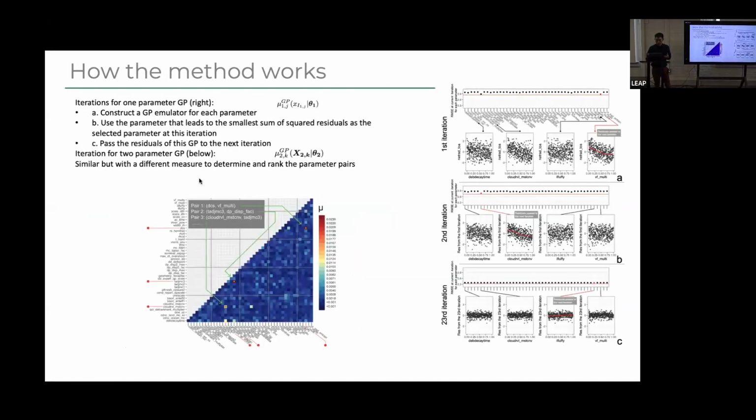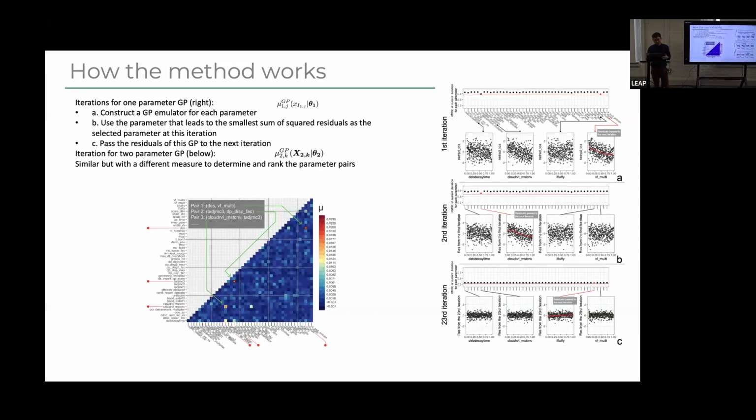This is how the method works on a practical level. It first focuses on the one parameter Gaussian processes. It builds a one parameter Gaussian process for all the parameters, as shown on the right, and picks the parameter that gives you the least root mean square error. That's the parameter for this iteration. You fit it, so you can see this red line here, and you pass the residuals from this emulator to the next iteration and do the same thing, identifying a series of parameters.